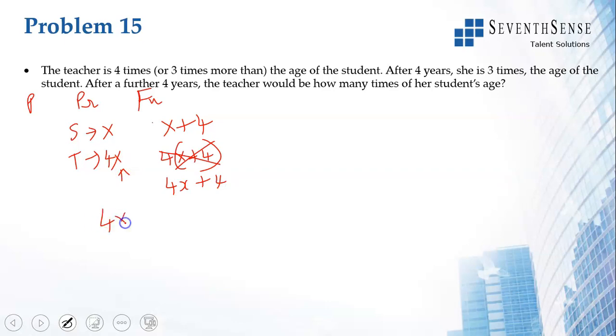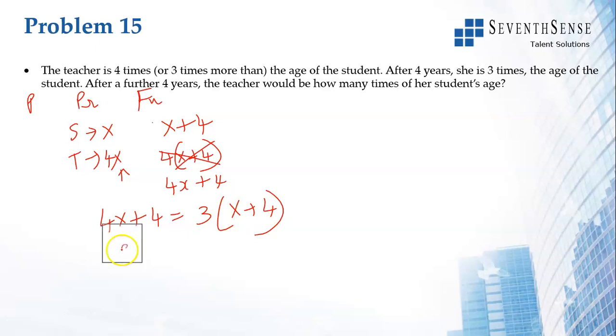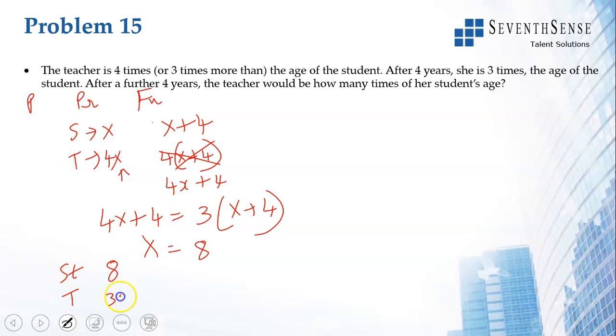4x plus 4, which is the teacher's age, is equal to 3 times the age of the student. So if you solve, 4x plus 4 is equal to 3x plus 12. X is equal to 12 minus 4, 8. So presently the student is 8 and the teacher is 4 times 8. Teacher is 32.